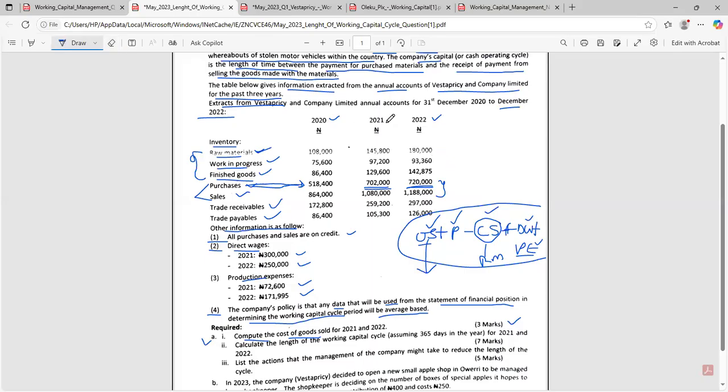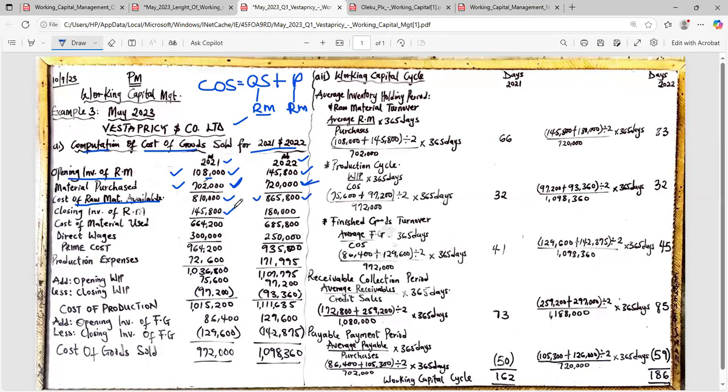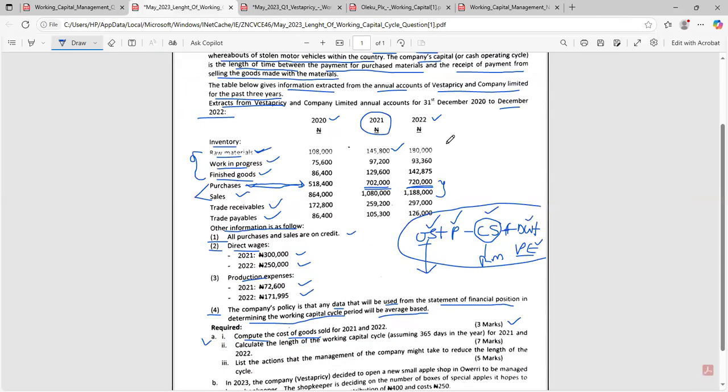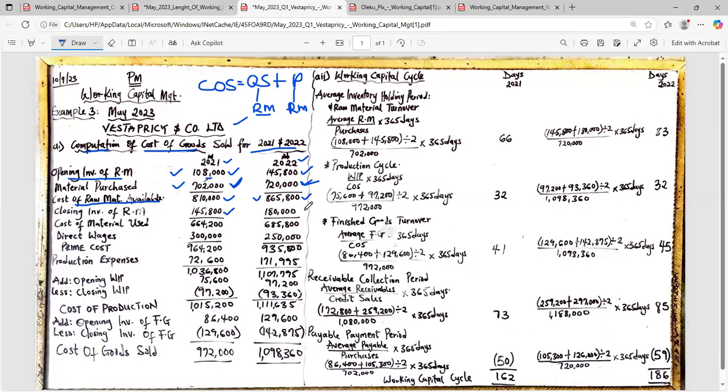So what is the closing stock of raw material for 2021? 145,800. This 145,800 is the closing stock of 2021. Pick it out. What's the closing stock for 2022? The closing stock for 2022 is 180. All right. Copy it, pick it out, and put it there. 180.